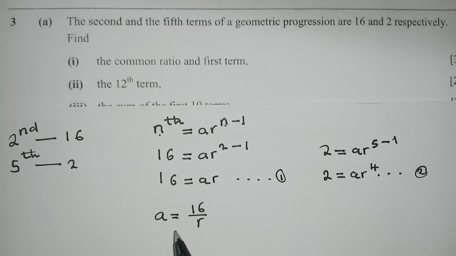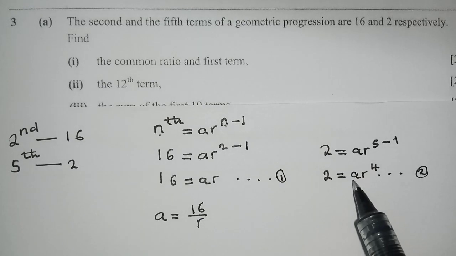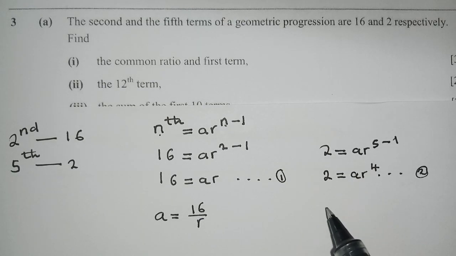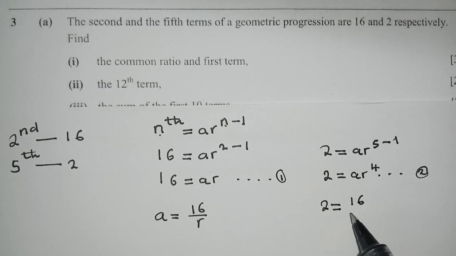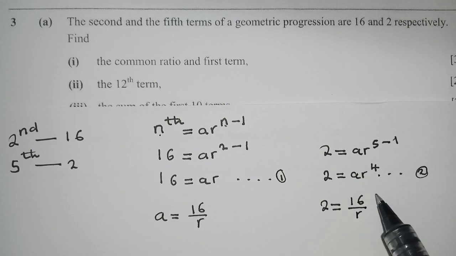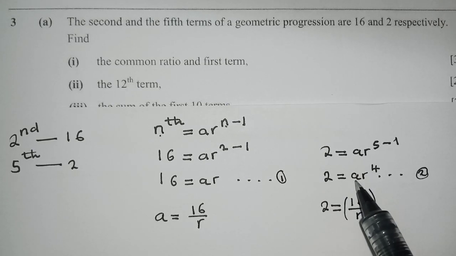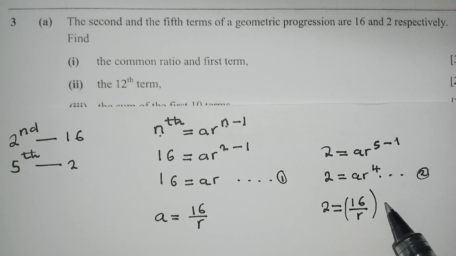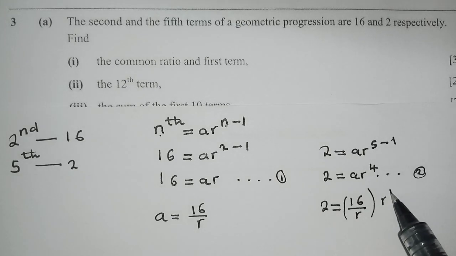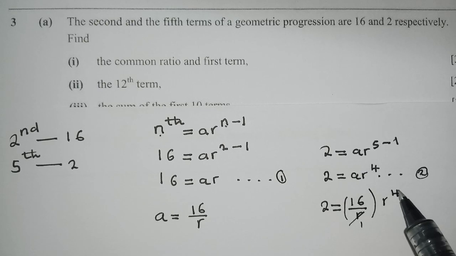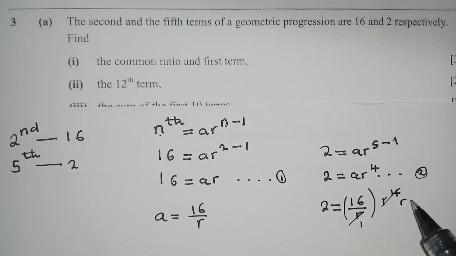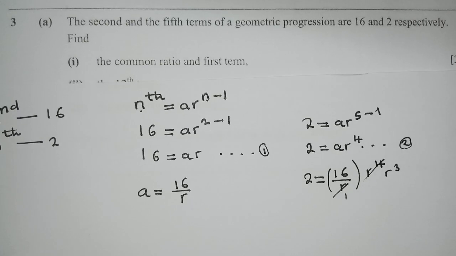So now we can get this a and put it where a is here. So we say a2 is equal to 16 over r. We've replaced it here, multiplied by r power 4. So this r will cancel, and it becomes r power 3. So we can solve for r.